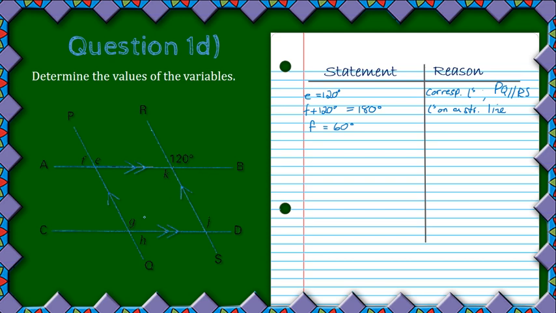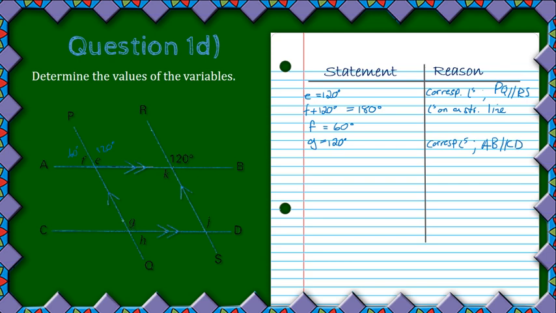Alright, so now G. So if I look at the relationship between G and E, because we've seen that this is 120 degrees, this is 60 degrees, then G and E are corresponding angles, so G will also be equal to 120 degrees, and the lines that are parallel are AB and CD. So we write corresponding angles where AB is parallel to CD.